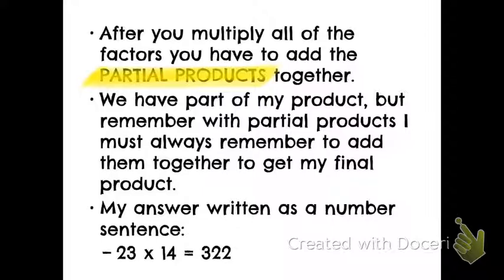You think about how many digits there are total. I have part of my product, but I remember they're only partial products, and with partial products, we always add them together. The answer written in a number sentence would be 23 times 14, but I haven't added my partial products yet. So we're going to make sure we do that in your notes.